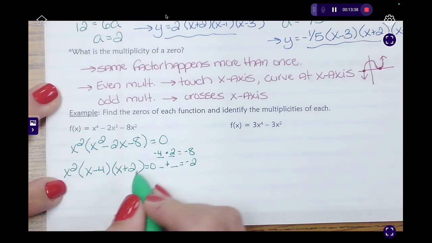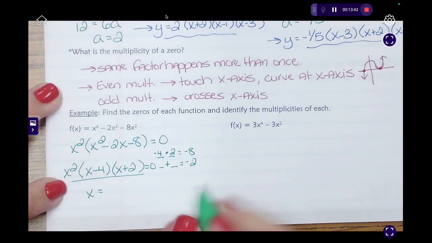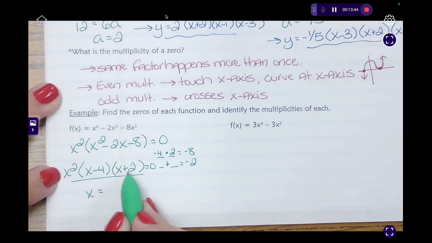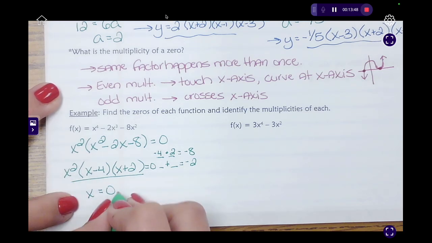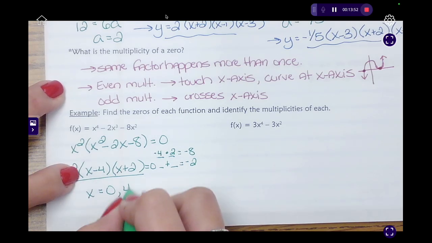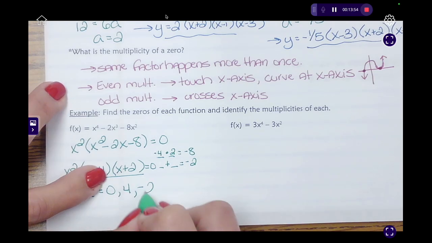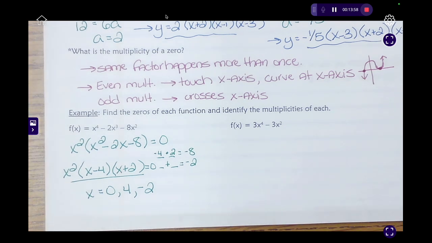And then I'm going to solve this. So remember, this is the factored form. I now have to solve it, which means I have to set each one of these equal to 0 and solve it. So x squared equals 0, so that would just be 0. This one, if I set that equal to 0, that gives me a positive 4. This would give me a negative 2. So those are my zeros. That's the same thing that we did earlier in the lesson.